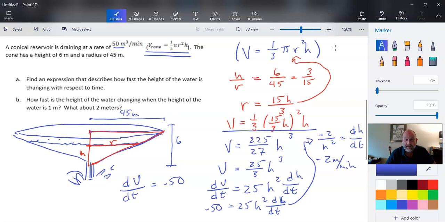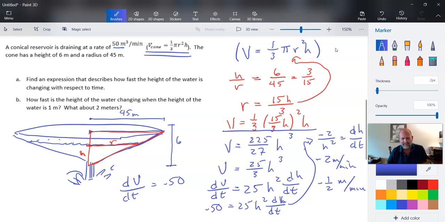If I plug in 2, then it's negative 1/2 of a meter per minute. And this makes sense, right? If you think about this thing dropping, it has a lot less volume to get rid of at the bottom, so it's going to be moving faster. The shorter the height gets, the faster it's going to move.